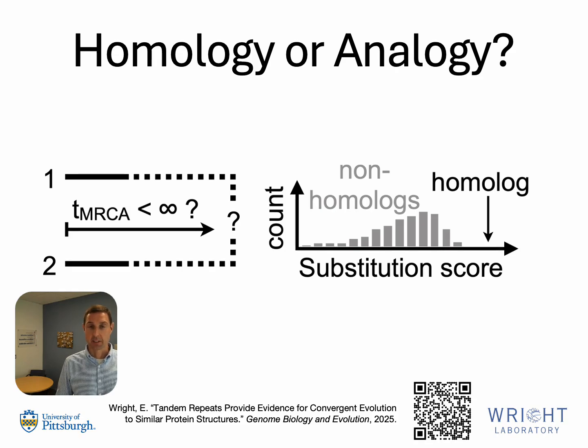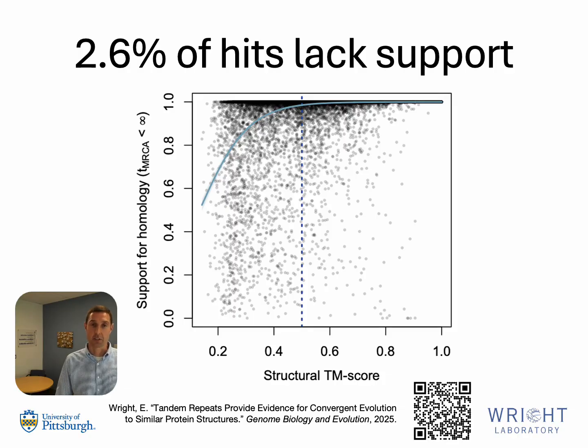Using this measure, I applied it to all of the different structural matches in the AlphaFold database using fold-seq. And what I found is that about 2.6% of fold-seq matches lack support. And that lack of support increases as you go to lower structural template modeling TM scores, as you would expect. This is the pattern that we would expect, that is, non-homologs, or things that have low support for homology, tend to also have more divergent structures.